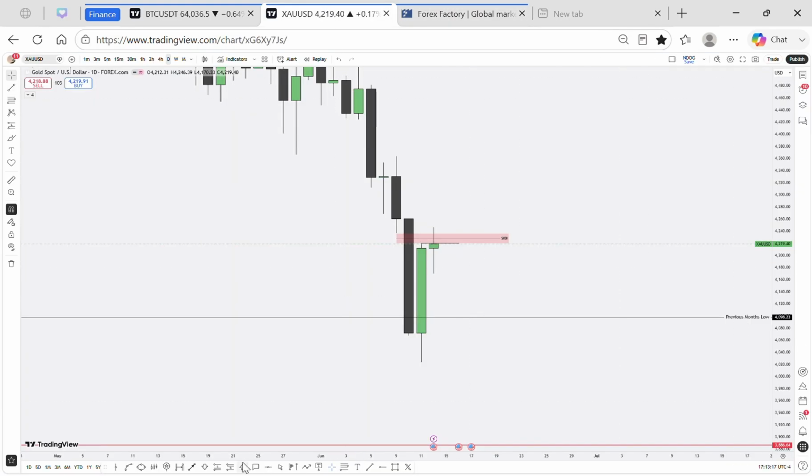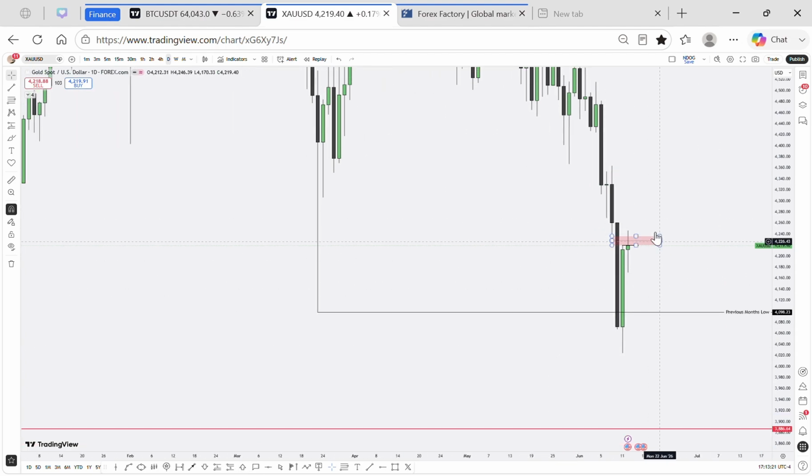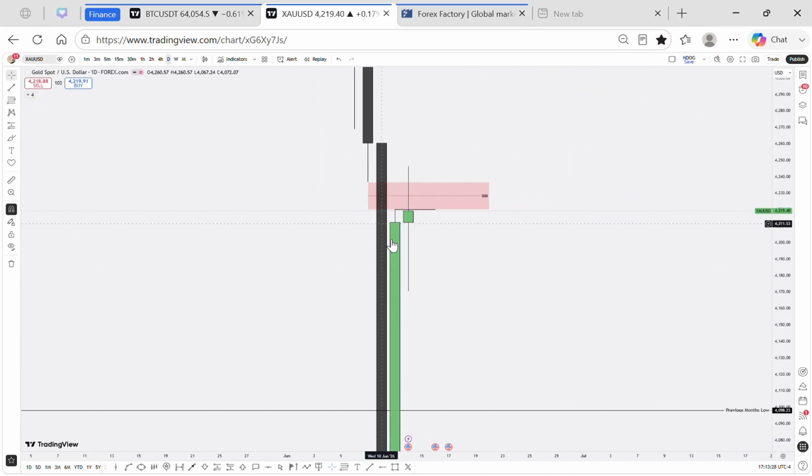I'm bearish on gold still, but we might likely see some retracement. I'm looking forward to seeing this CB right here hold, and I do love the fact that we failed to close above Thursday's high. So I'll be expecting this level to hold personally.